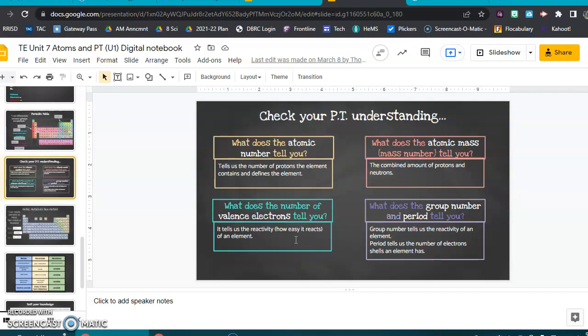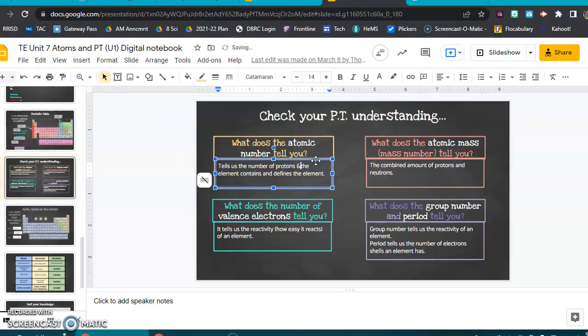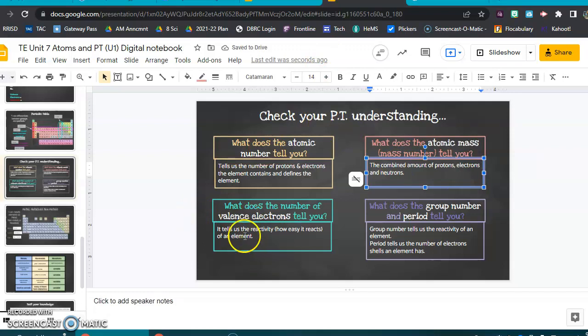So we're talking about our periodic table understanding. What makes the atomic number? It tells us the number of protons, and electrons an element contains, and defines the element. What is the mass? It's the combined number of protons, electrons, and neutrons. What does the valence electron tell us? It tells us how reactive things are. What does the group tell you? It tells us the reactivity, and period tells us the number of electron shells it has.